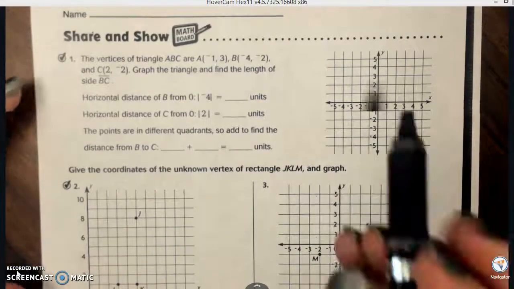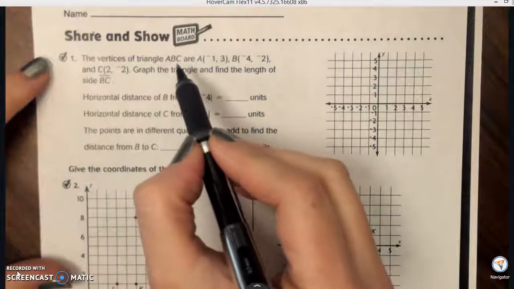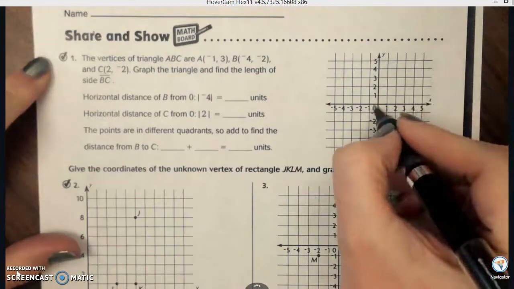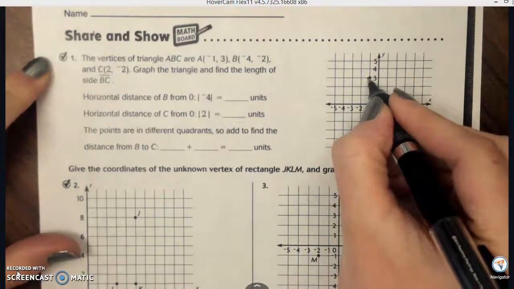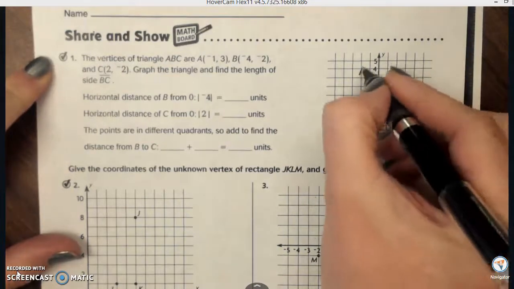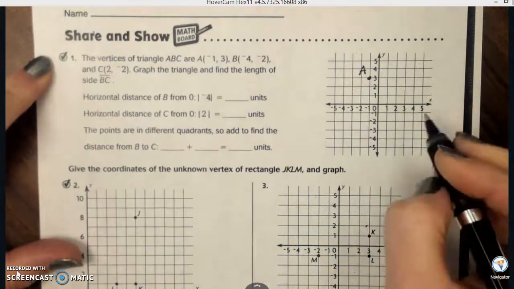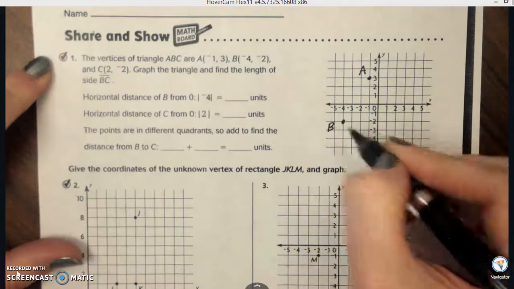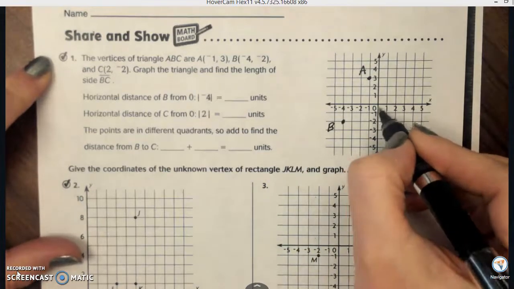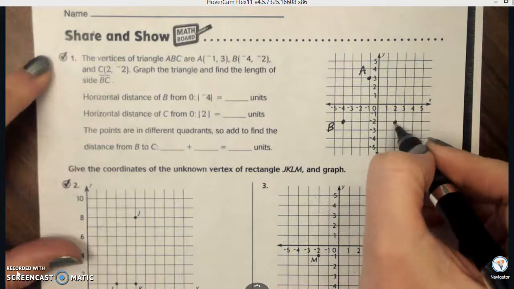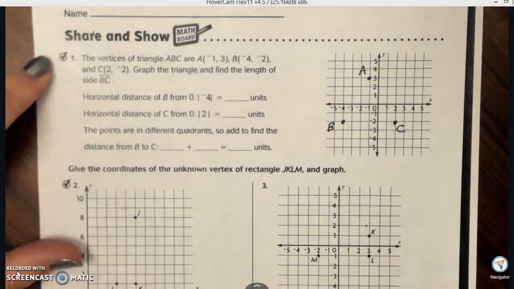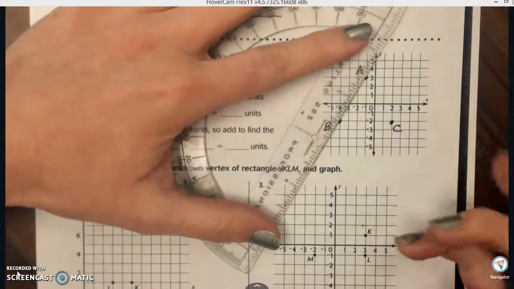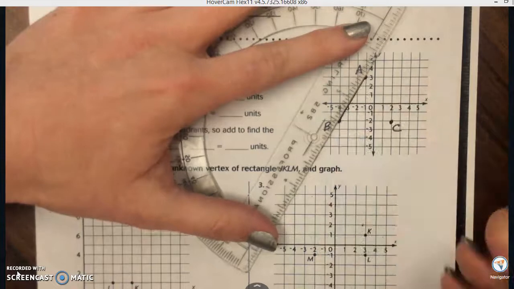Alright, so looking at this next page, the vertices of triangle ABC are A, -1, 3. So I'm going to go ahead and graph that. -1, 3. That's A. Then B is -4, -2. And C is 2, -2. Alright, so we've got to graph the triangle and find the length. So I'm going to go ahead and connect my dots to make my triangle.